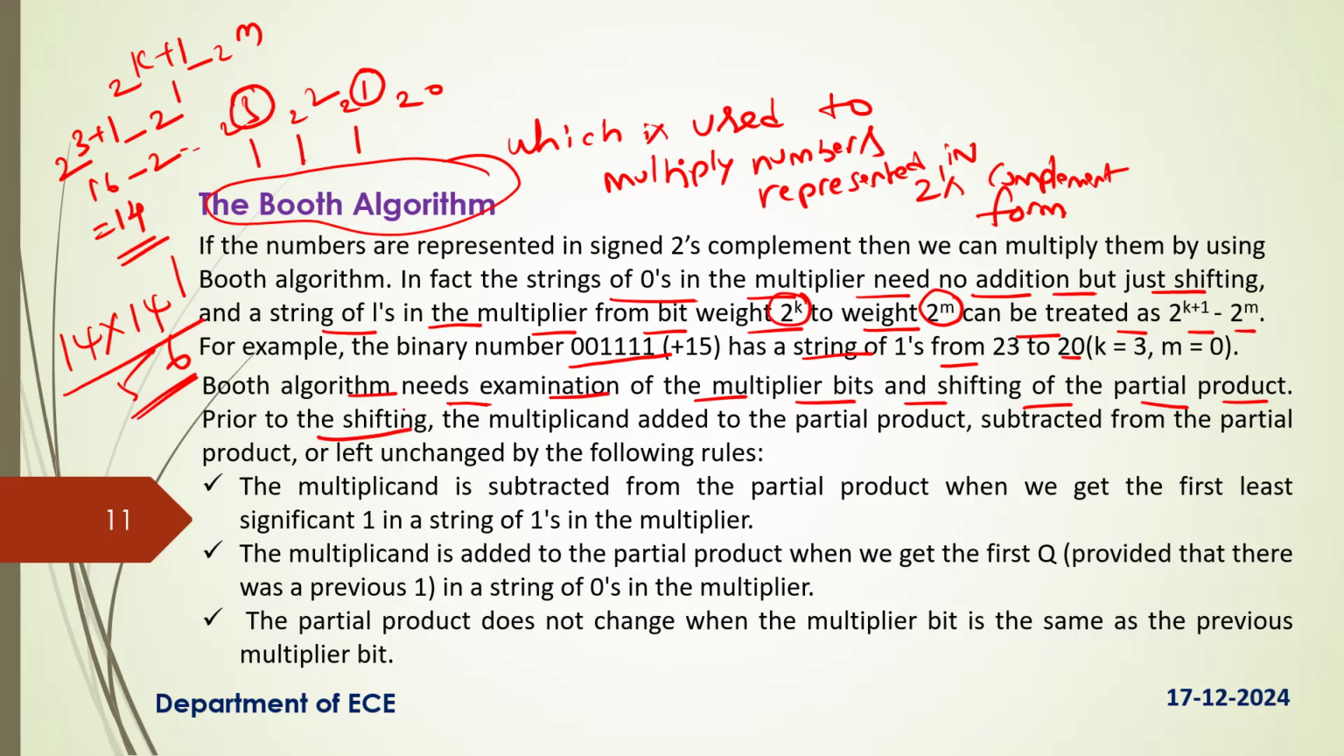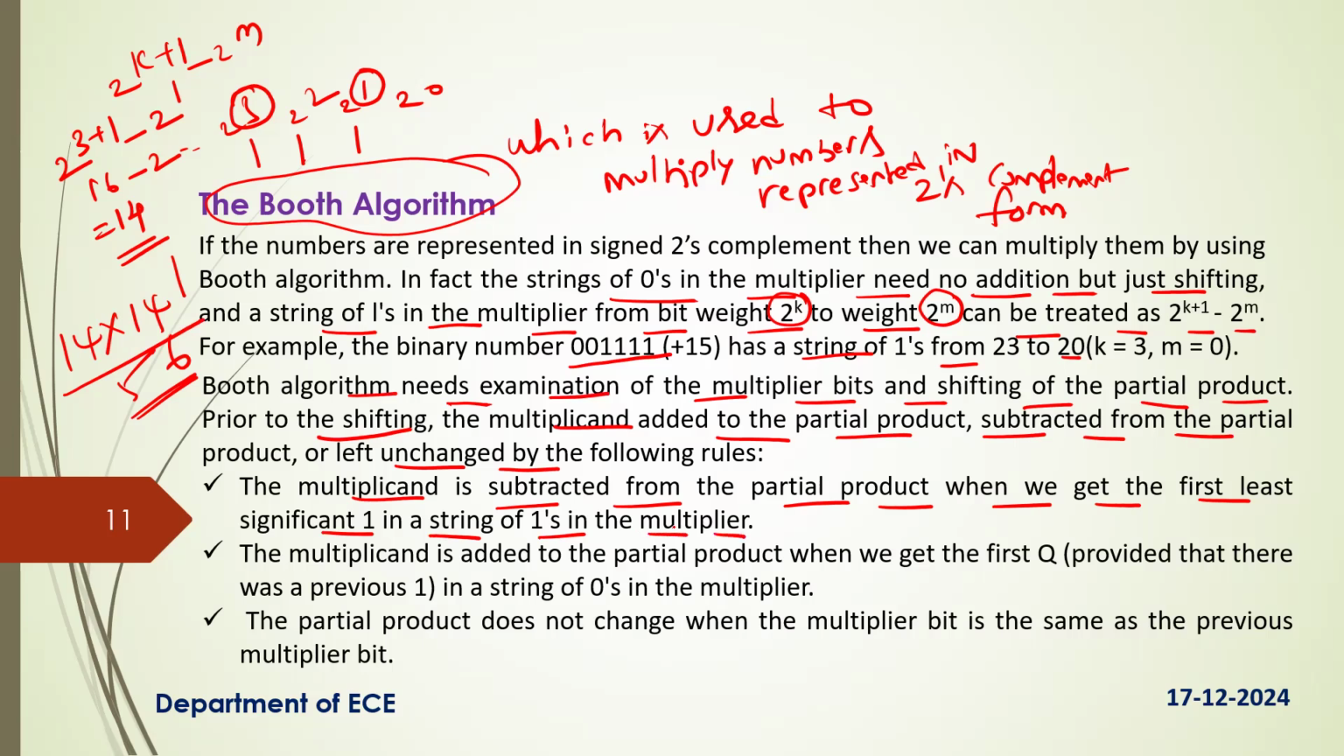Prior to the shifting, that means before shifting, the multiplicand is added to the partial product, or subtracted from the partial product, or left unchanged. So here there are three conditions, following three rules. The first rule is that the multiplicand is subtracted from the partial product when we get the first least significant one in a string of ones in the multiplier.